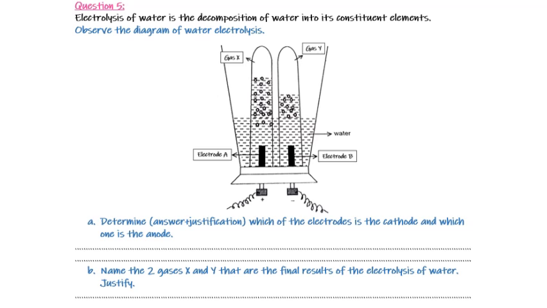In question number 5, we will be answering questions about electrolysis of water. Electrolysis of water is the decomposition of water into its elements using an electric current. Okay? So in the diagram, we can see that we have the two electrodes named here A and B, and the two gases called X and Y. In part A, we have to determine, do not forget that determine means that we have to give the answer and to justify it. Okay, don't forget to justify your answer. Which of the electrodes is the cathode and which one is the anode?